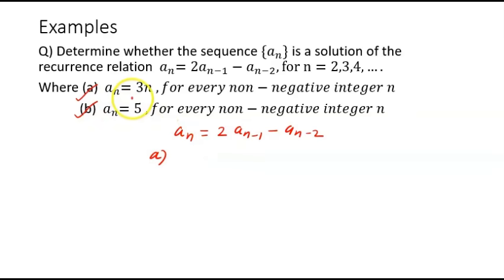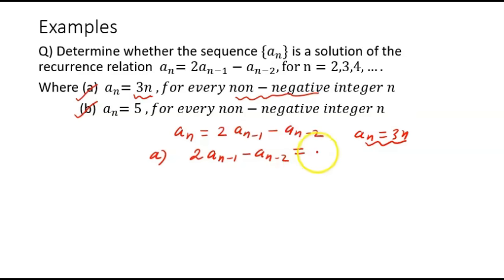So first they are expecting us to check whether an is equal to 3n can be considered a solution of this recurrence relation, where an is equal to 3n is true for every non-negative integer n, meaning it is starting from 0, which is why we are calling it non-negative integer. Now if I have to evaluate 2an minus 1 minus an minus 2 using the solution they are providing, an is equal to 3n, right?